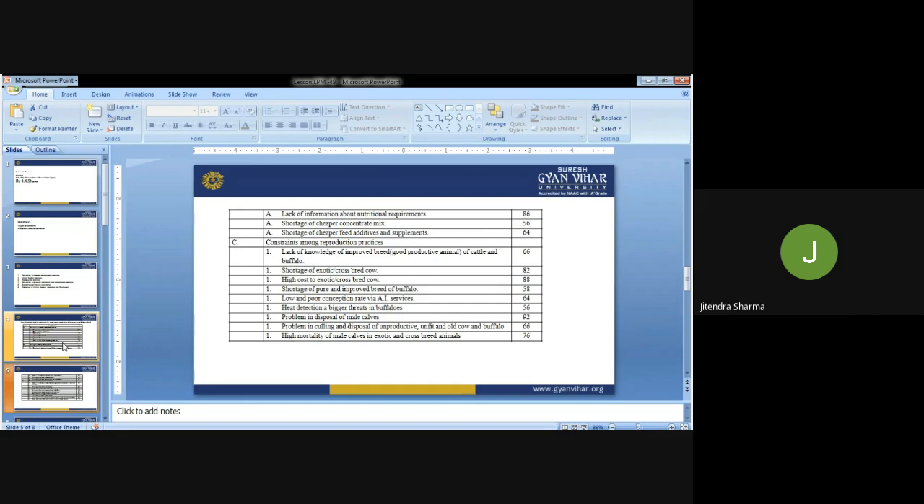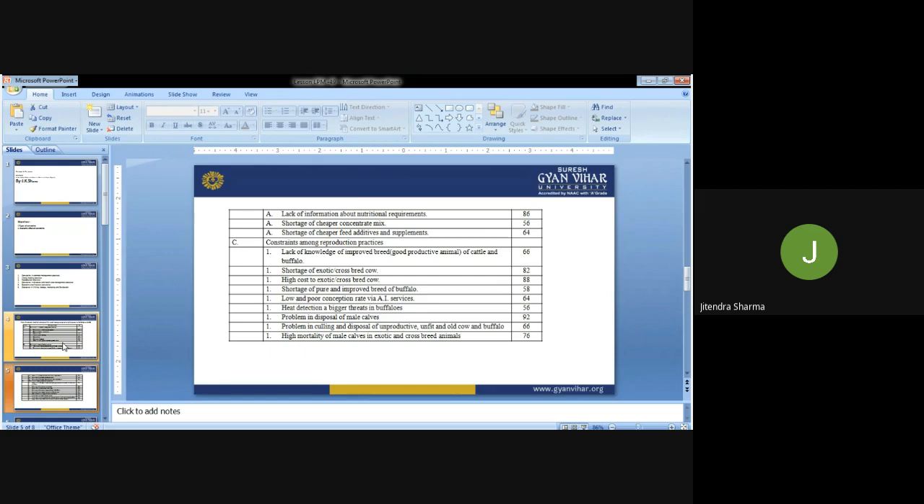Then the lack of information about nutritional requirements. Yes, this is 86%. Even the 14% who have information do not have the entire information. But because of continuous touch with experts in the veterinary segment, they have a little information. Otherwise, 86% of dairy owners expressed that they are not aware of the nutritional requirements of their animals at various stages and ages.